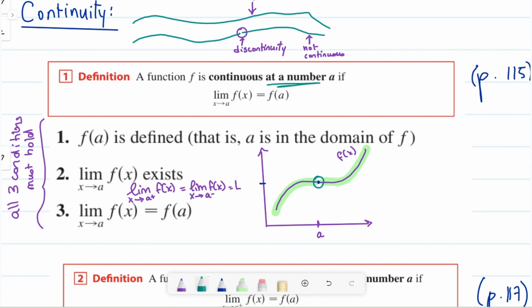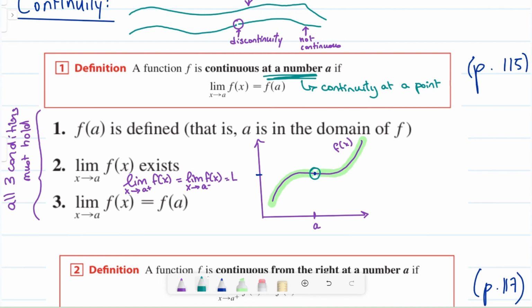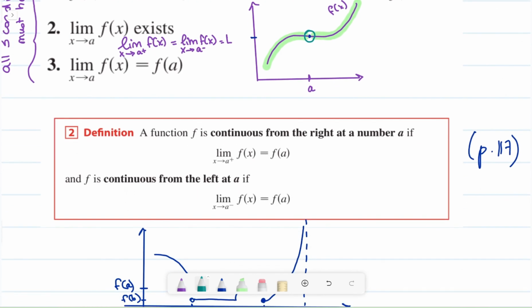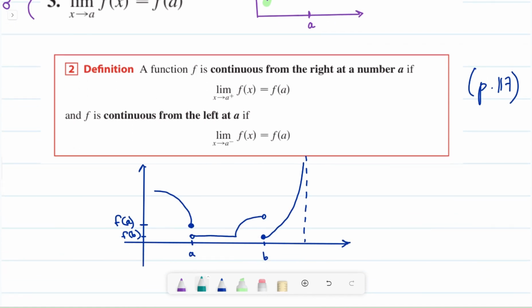Just keep in mind that this definition up here, a function f is continuous at a number a, refers to continuity at a point, because we are finding whether the function is continuous at point a, not on all of its domain, but we will indeed learn how to find whether a function is continuous on its entire domain in a few minutes. Now, of course, we also have what we call continuity from the left and continuity from the right.